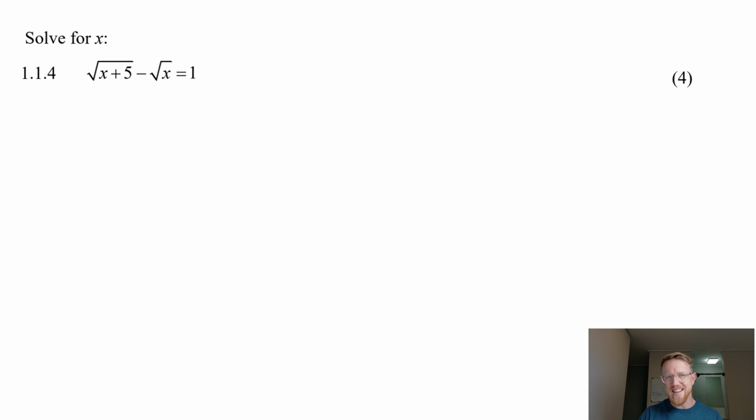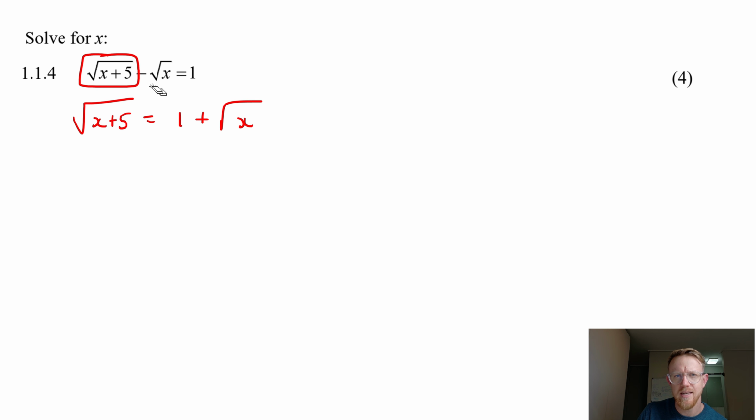Here we have a double square root. You don't see them that often, but what you want to do is get one of the square roots alone. You can choose whichever one you like. So I'm going to keep this one on the left, and then I'm going to take everything else to the other side. So we're going to end up with 1 plus square root x.